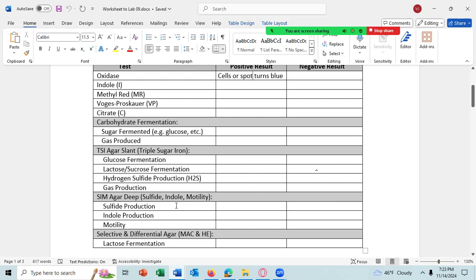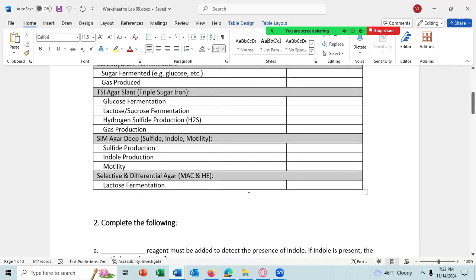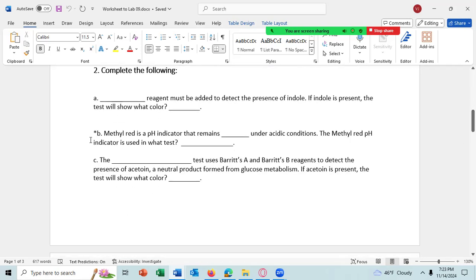SIM tube, give me the results for sulfide production, positive, no sulfide production. Indole being produced, give me the positive result, give me the negative result. And motility, give me the positive result and the negative result. You can abbreviate that, but try and give me the result. The SIM tube, you can get that information from this lab module. For the growth on MAC and HE, you can also get from this lab module, but give me the results of lactose fermentation and then non-lactose fermentation. And then answer the questions in 2A.